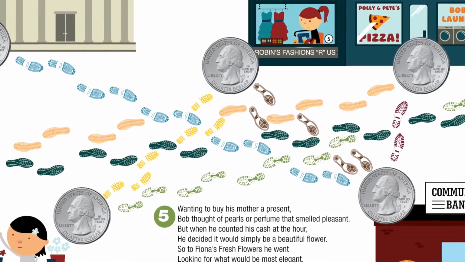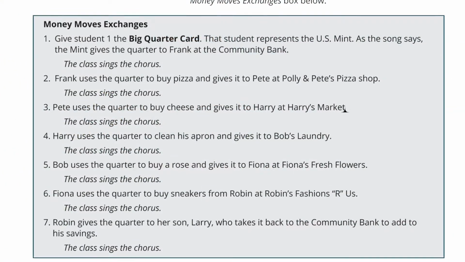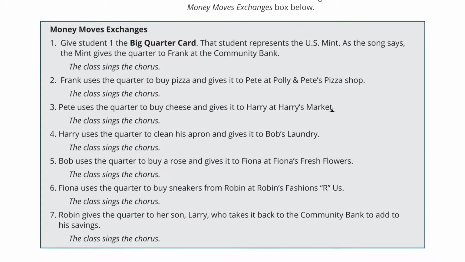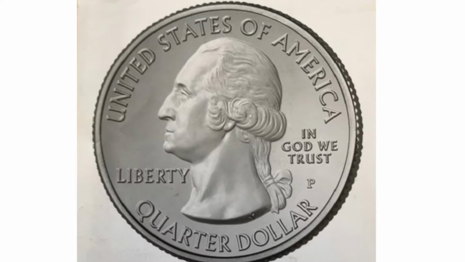After you've played the song, explain that you'll now choose 7 students to role-play how a single quarter passes through many different businesses in a community. Follow the activity steps as listed in your volunteer guide. As you read aloud, the students will demonstrate the circular flow of money by passing the big quarter card in unison with the lyrics of the song.